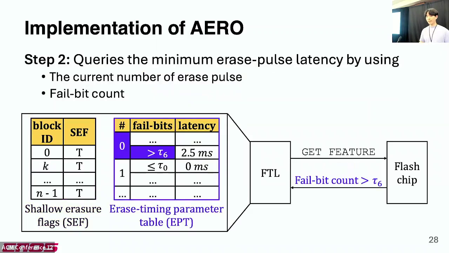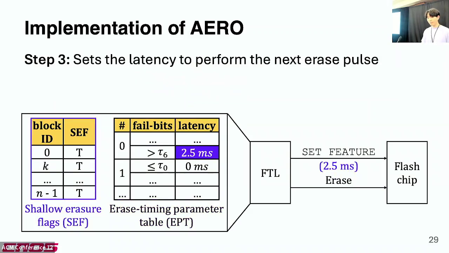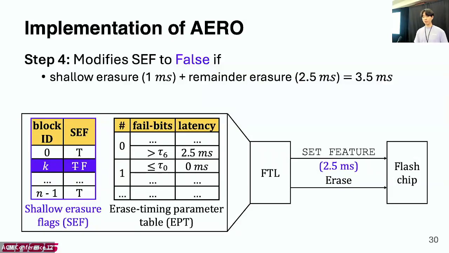Now, after verified read, FTL obtains the fail bit count from the flash chip and determines the next erase pulse latency by calling the table. Finally, it sets the latency to perform the next erase pulse. Here, this is the remainder erasure of the first erase pulse. If FTL fails to reduce the latency of the first erase pulse, it updates the shallow erasure flag to false.